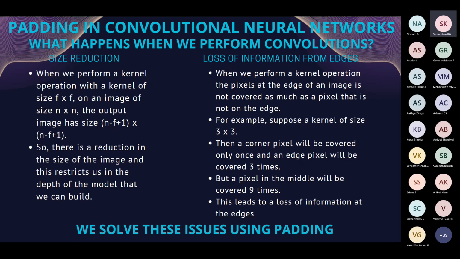Also, when a kernel passes over an image, a pixel in the middle of the image, for example, would be covered much more than a pixel at the edge of the image. This leads to a loss of information from the edges, and we don't want that to happen. We want to get as much information as we can, and not be more focused on the central part of the image and unable to get information from the edges. So we use padding to solve this type of problem.